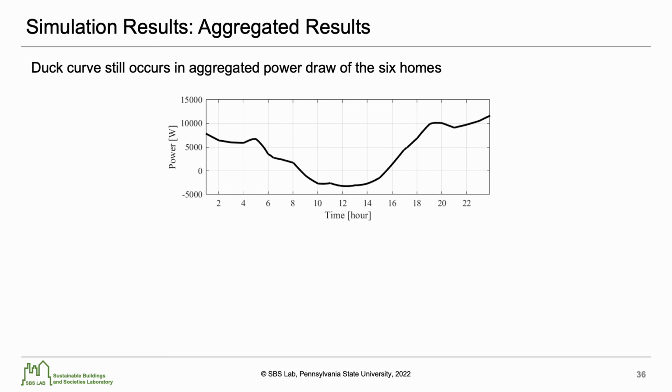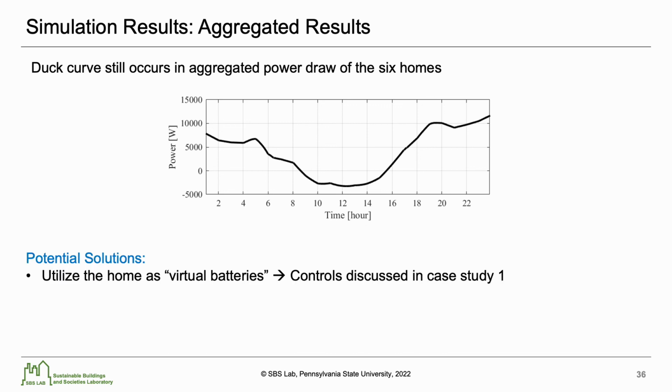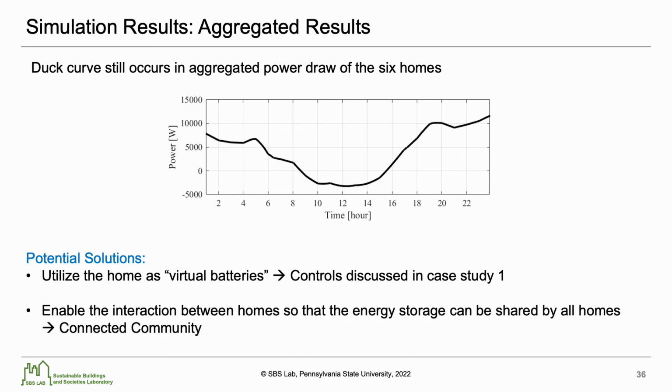However, when we aggregated the power draw by the entire neighborhood, we can still observe the duck curve, as shown in this figure, since only a few homes are equipped with energy storage and control. To solve this problem, we may consider two options. The first is to enable the interaction between homes so that energy storage can be shared by all homes. The second is to utilize the home as a virtual battery.